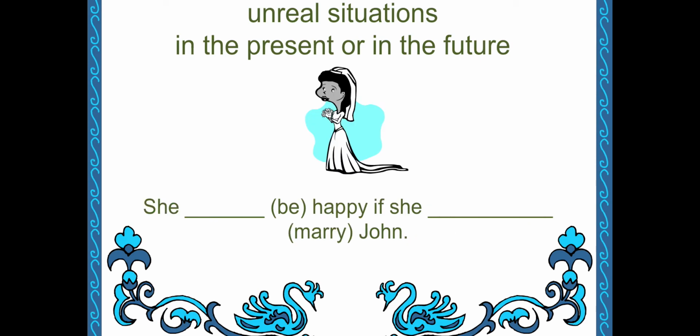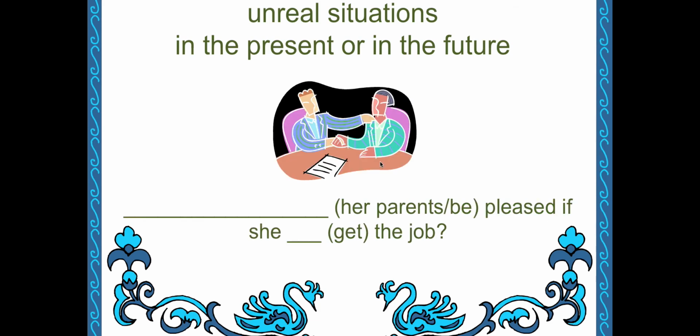Let's go with Lucas. She will be happy if she married with you. If she married in past. Married. So she would be happy if she married John. David, go ahead, baby. It's a question.